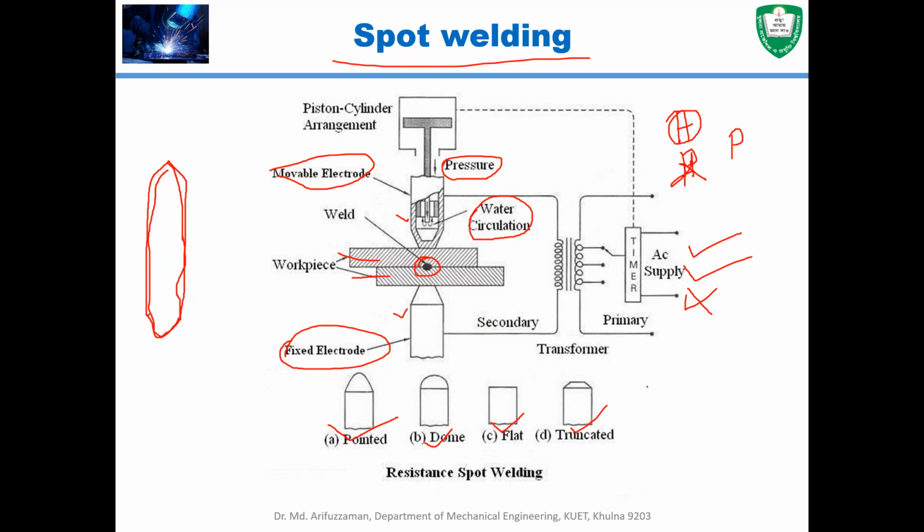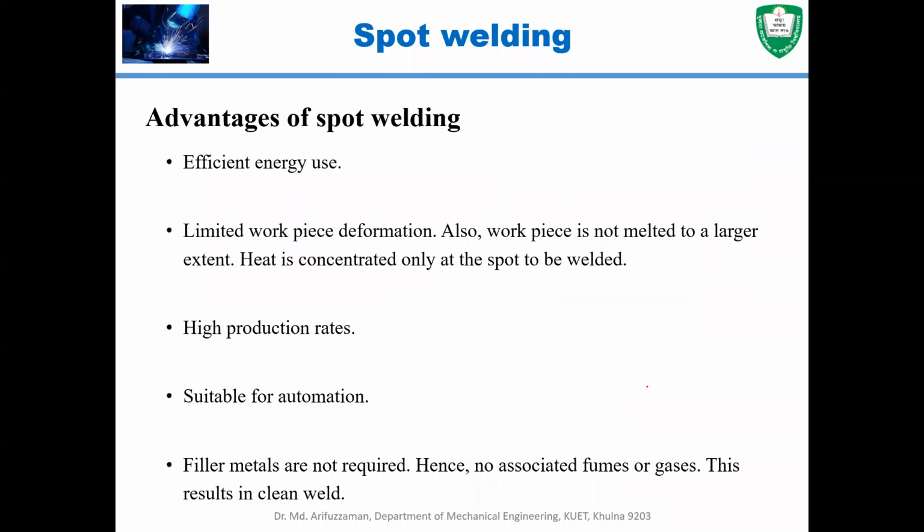All right. So the advantage of this welding is very efficient energy use. That means the time required for completion of welding can be very easily controlled, and how big a spot you want depends on the electrode size as well as the time you are applying the current. So efficient energy use can be achieved in the case of spot welding.